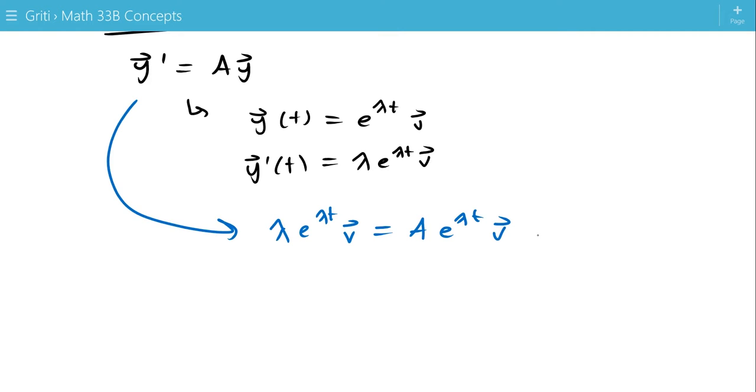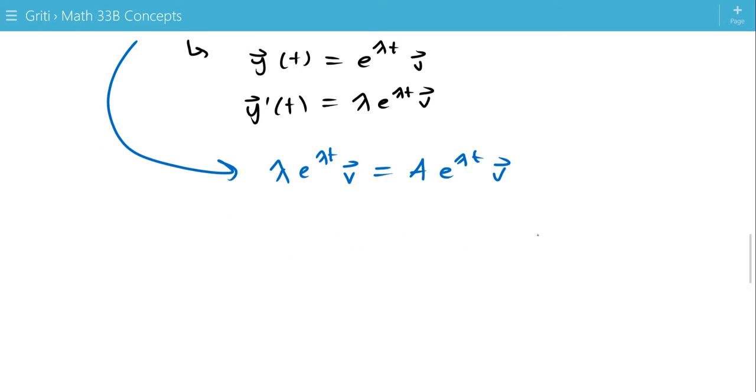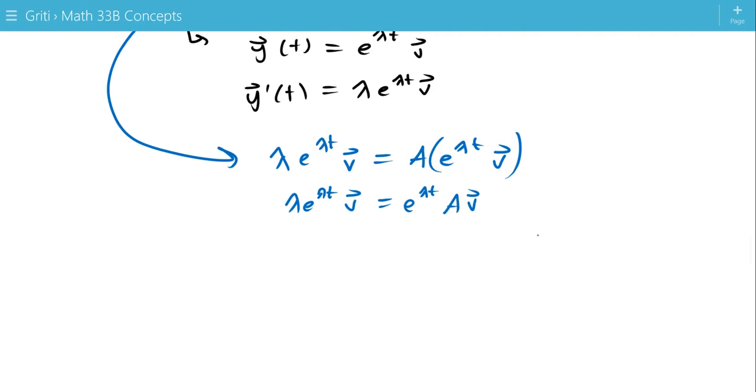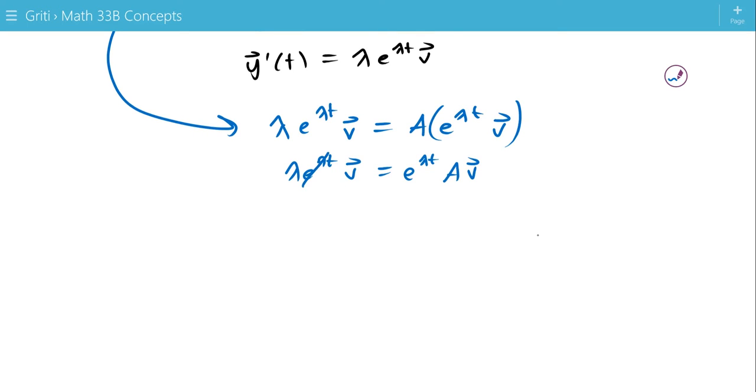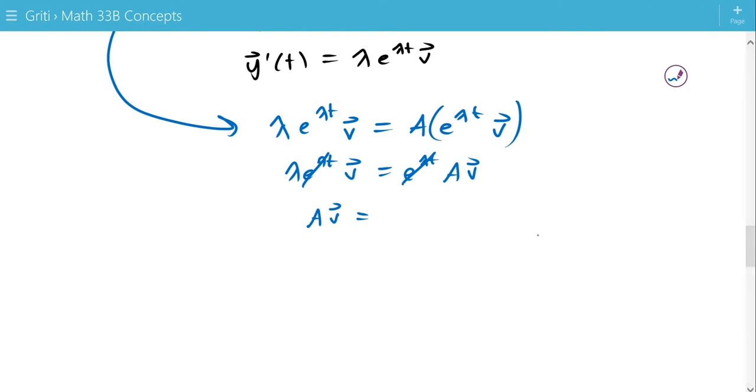So this gives us, because this is a linear transformation, because it's a matrix, we can pull this constant e to the lambda t out, and we're left with this. Lambda e to the lambda t v equals e to the lambda t times A v. Canceling e to the lambda t from both sides, and switching sides, we get A v equals lambda v.